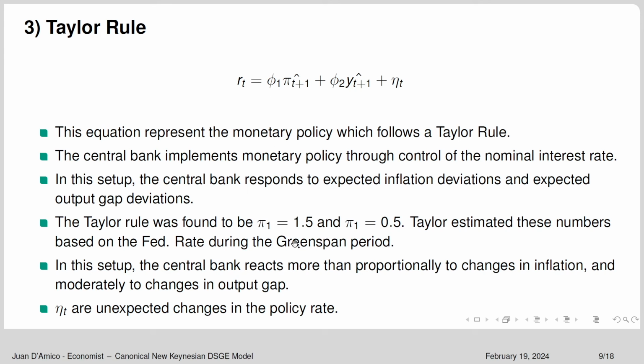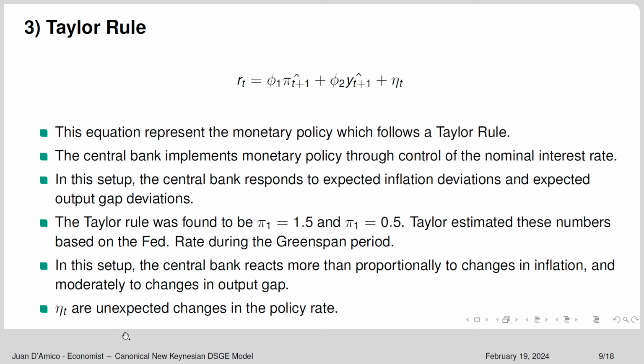The idea is that we estimate how the central bank is responding to changes in inflation and to changes in the output gap. But to find a model solution, what is found is that the first value has to be certainly bigger than 1. Otherwise, you are not going to be able to find a solution in this model. So in this setup, the central bank reacts more than proportionally to changes in inflation, and it responds moderately to changes in the output gap. This is what we can see with the values. We can see that the way the central bank responds to inflation is more than proportional to the way that it responds to changes in the output gap.